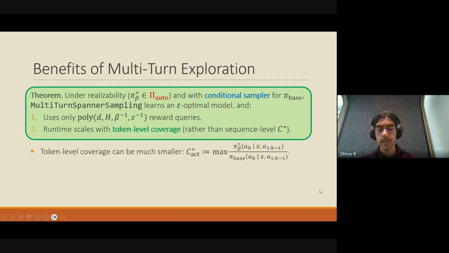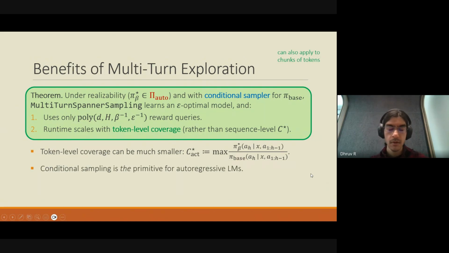So token level coverage is just the maximum density ratio between conditional distributions of the optimal policy and the base model. And this can be a constant even when the sequence level coverage is exponentially large. It's like how likely are you to produce the token A compared to the base model, instead of like how likely are you to solve the Riemann hypothesis compared to the base model. So that's one good thing. The second good thing is that conditional sampling is an extremely tame condition because this is the primitive for autoregressive language models. So we definitely have access to a conditional sampler for our base model.